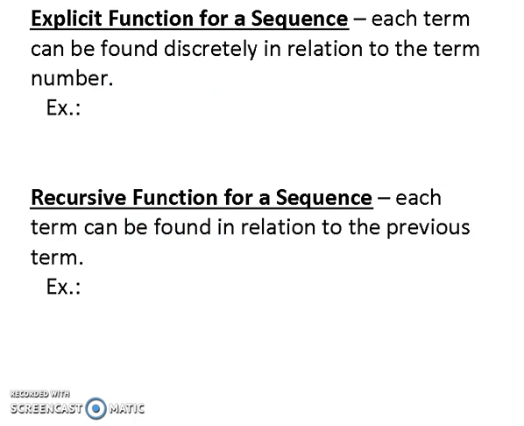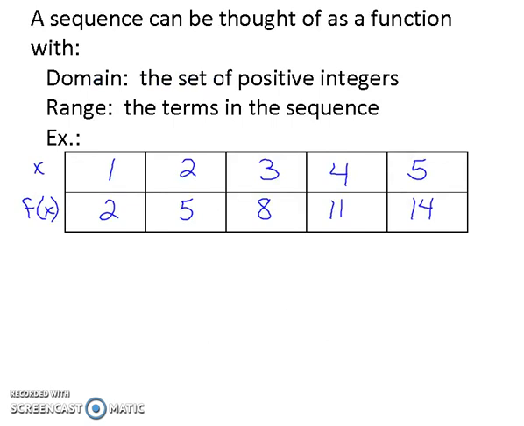So, an explicit function for a sequence is where each term can be found discretely in relation to what term number it is. So if I want term number 5, I would plug 5 into a function, and it would spit out whatever the value of that term is. So if we want to go back to these particular values here, take a minute and think about what could I do to that x value to turn it into that f of x value.